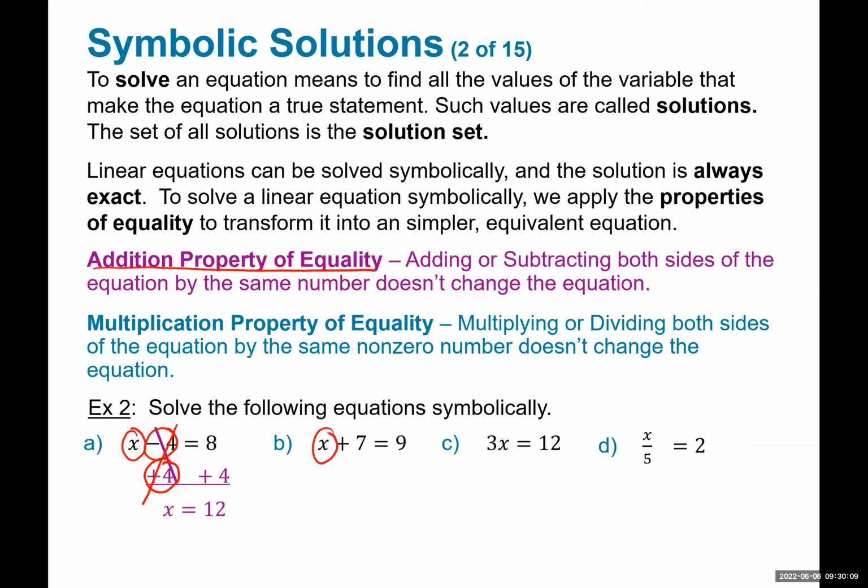So we want the x to stay, we want the 7 to go. This is a +7, so we're going to do the inverse operation and subtract 7, but we're going to subtract 7 from both sides. And we get x equals 2.